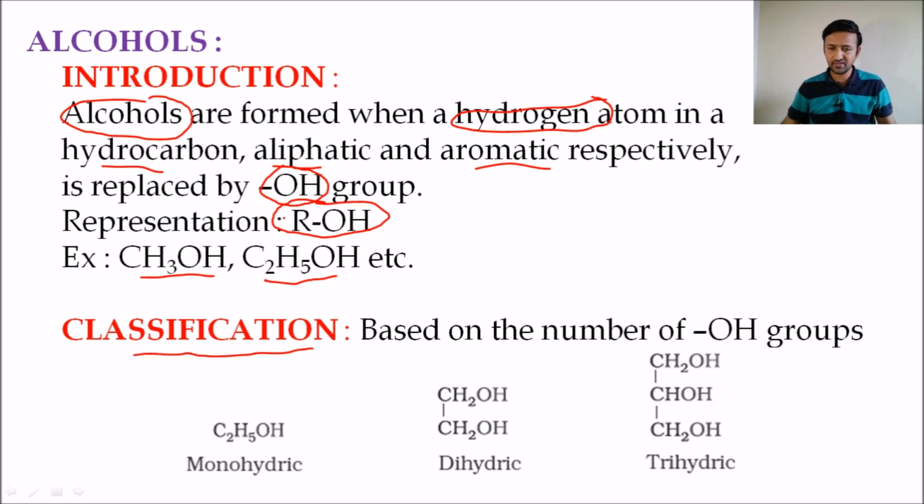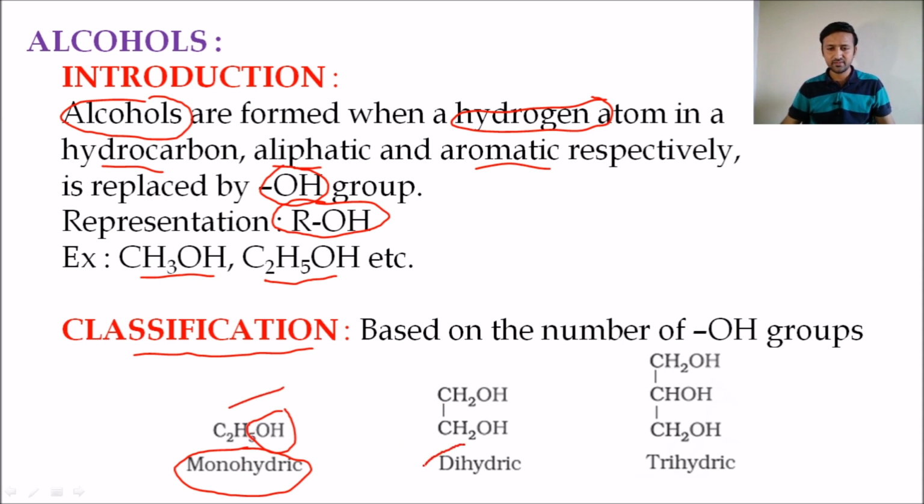So you can classify alcohols based on number of hydroxy groups present. That's a very simple classification. Based on number of OH groups, we can classify them as monohydric alcohols, dihydric alcohols and trihydric alcohols. As the name suggests, monohydric means the alcohols having only one hydroxy group present, they are said to be monohydric. An example taken is ethanol.